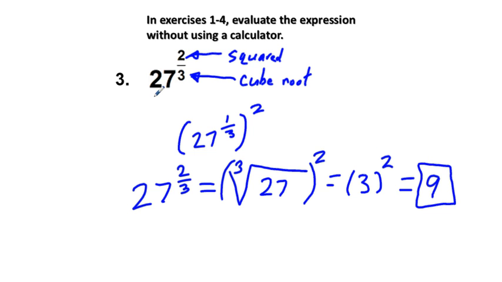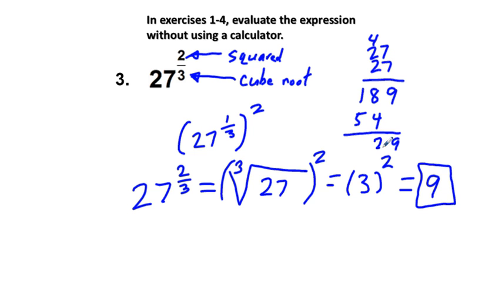Now, if we had squared 27 first, we would have had a large number. We would have had 27 times 27. That would have been, what, 49? 7 times 7 is 49, 2 times 7 is 14, that's 189. And then 2 times 27 would be 54. So we'd start out with 729. So the cube root of 729 is going to be 9. That's if we square first, but it's easier if we can take the cube root of that 27 first. It just makes the numbers more manageable.